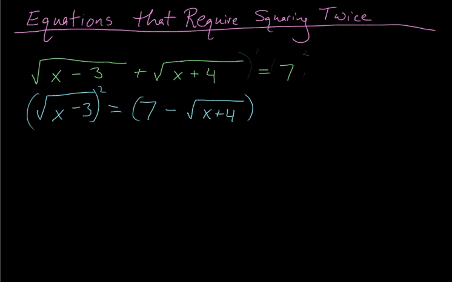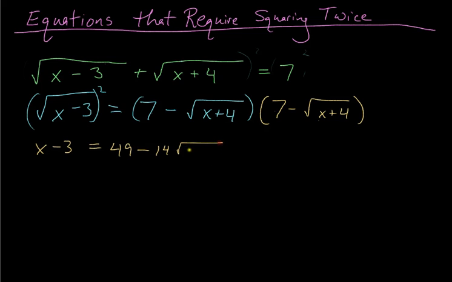So square both sides. Just like before, on this side, instead of writing squared, I'm going to rewrite it so that I remember to do FOIL. All right, this side we've got x minus 3. This side, 7 times 7 is 49. 7 times square root, 7 times square root makes 14 times square root. And then square root times square root is just x plus 4.